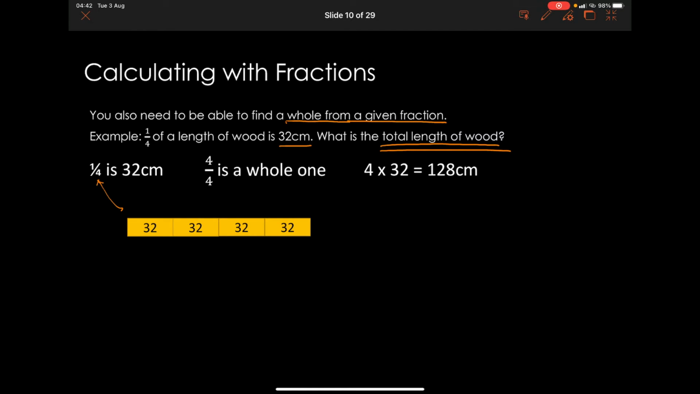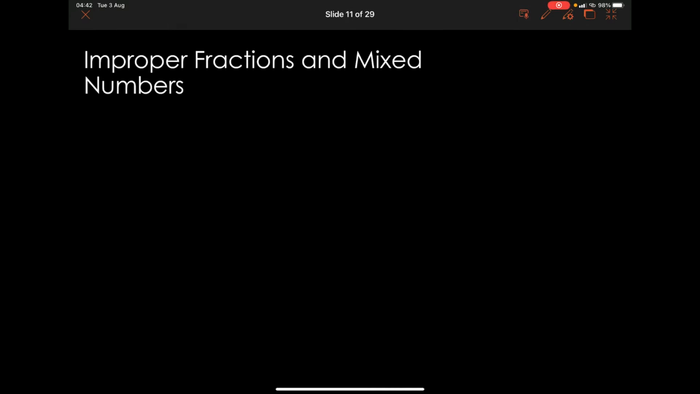Okay. And when we split something into fractions, just so you know, we're splitting them up into the same sizes. So if 1/4 is 32, then 2/4 would be 2 lots of 32. 3/4 would be 3 lots of 32. And 4/4, which is the whole one, will be 4 lots of 32. Okay? So it's as simple as that, really.